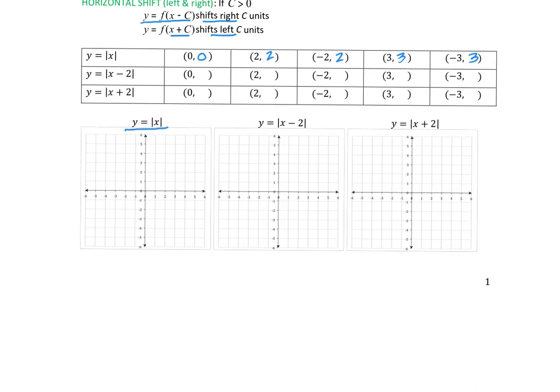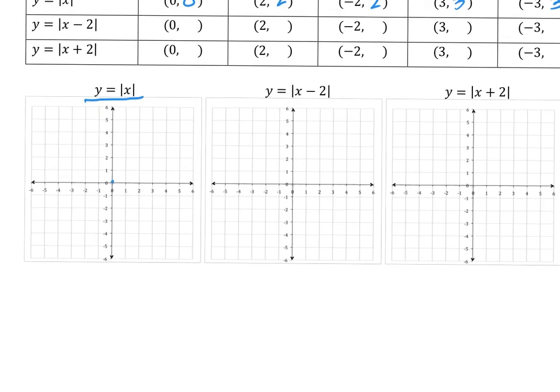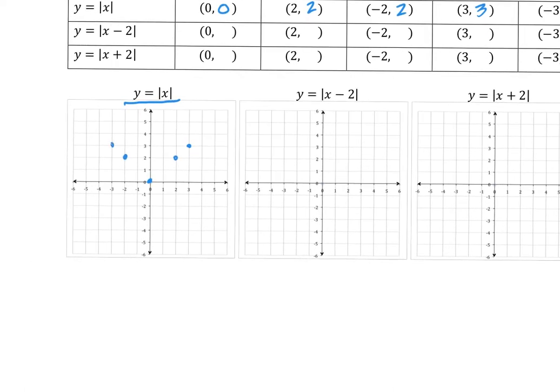Looking at this first graph, y equal to the absolute value of x, it's going to pass through 0, 0, 2, 2. The next one was negative 2, 2. And we have 3, 3, negative 3, positive 3. Graphing this function gives us our basic absolute value graph.